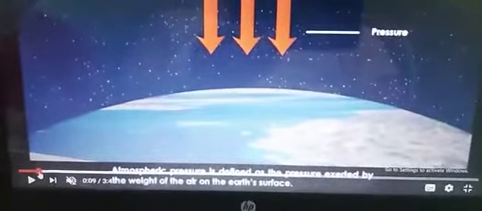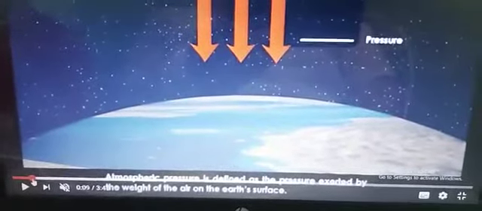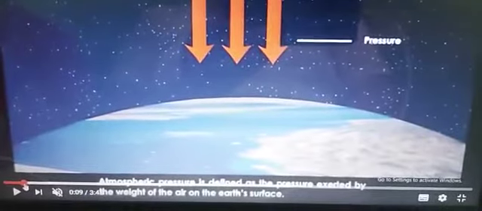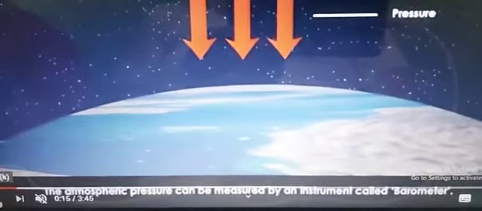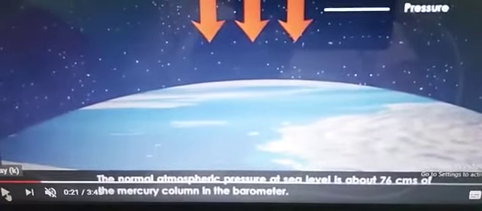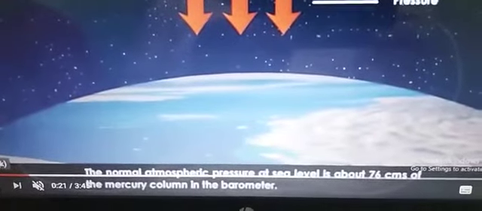Children, here you have seen the arrow which shows the pressure exerted on the earth per unit area, and it can be expressed as millibar. Now, the instrument used for measuring atmospheric pressure is known as a barometer. Here in your book you can also see the picture of a barometer. Here you are seeing the pressure which is exerted on the earth.